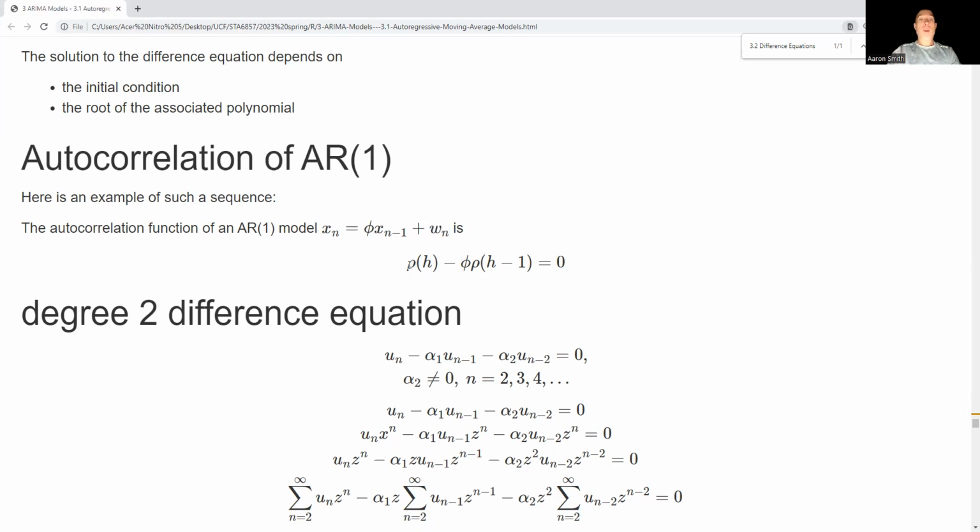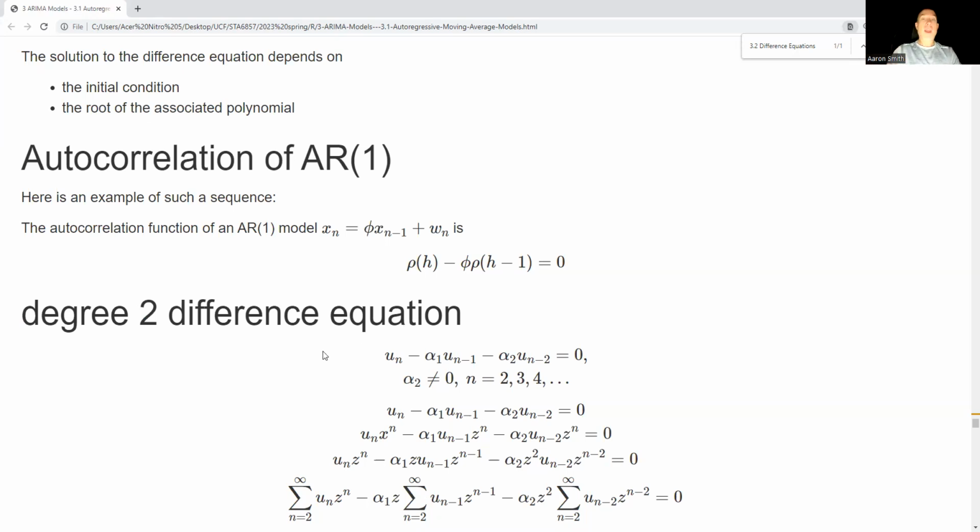I look here. If I was to sit down and compute the autocorrelation like we did in a previous video, if I sit down and crunch it out, I see that I've got rho of h minus phi times rho of h minus 1 equals 0. So in fact, even though I'm working in time series, here's an example of exactly this difference equation we were talking about a moment ago.